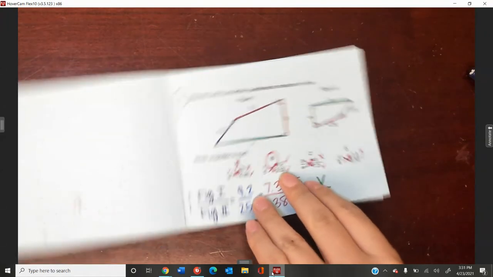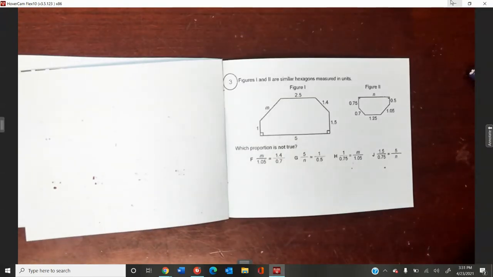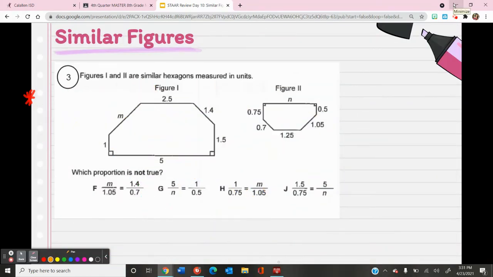And then lastly, we're going to go ahead and turn our page, and we're going to look at number 3. So for number 3, it says figure 1 and figure 2 are similar hexagons measured in units. Which proportion is not true? So we need to start off by color coding our sides. Here we're going to start with number 1 on the very left, and its corresponding side. If you notice, this side is flipped upside down. So if I were to turn this side, 0.5 would be its corresponding side.